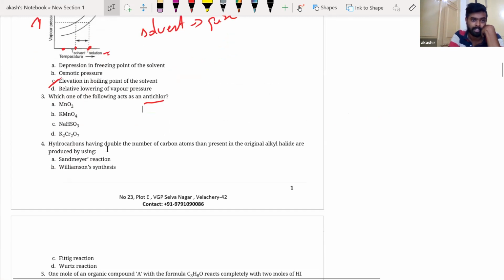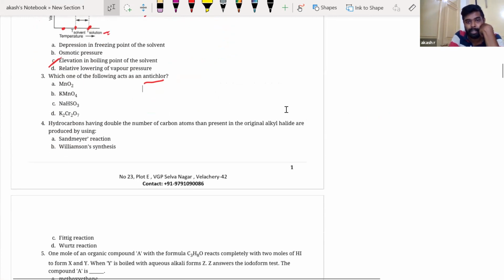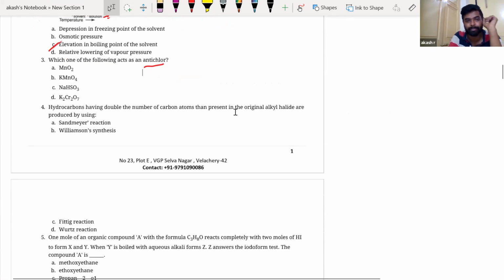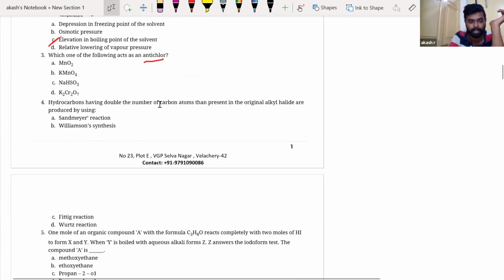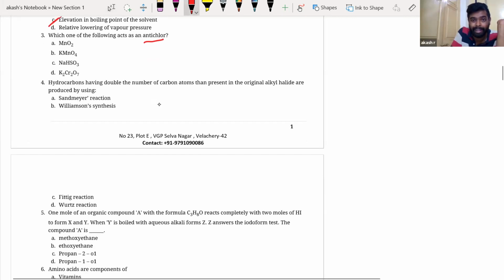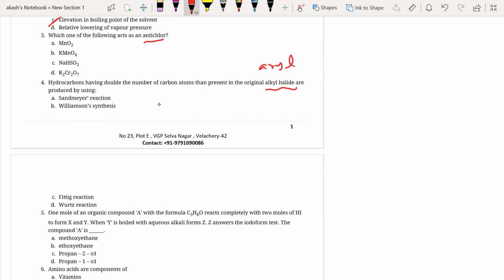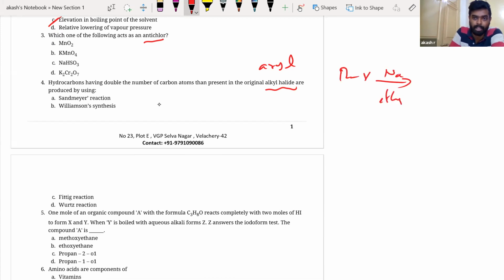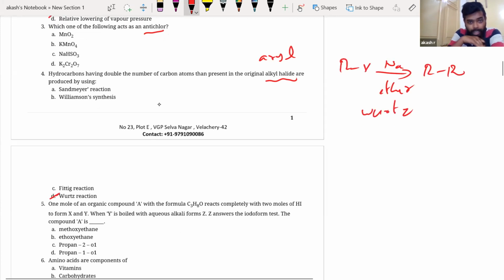Okay, fine. Next, hydrocarbons having double the number of carbon atoms present in the original alkyl halide. The moment you see this, double the number of carbon atoms, what is the answer? Wurtz. Now see, they're specifically telling alkyl halide. If this was aryl halide, what would have been the answer? Fittig, sir. Exactly. So if it was aryl halide, you know it is Fittig. If it is alkyl halide, I hope you all know the reaction. Na in the presence of ether, you will form R-R. This is my Wurtz reaction. So the correct answer to this question is option D, Wurtz reaction. Okay, next.